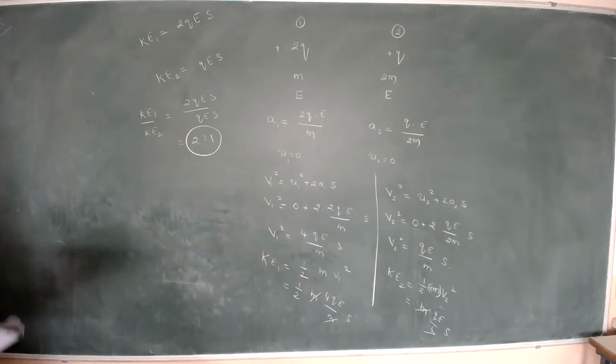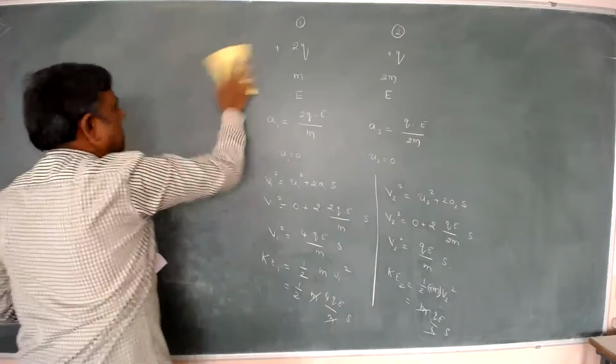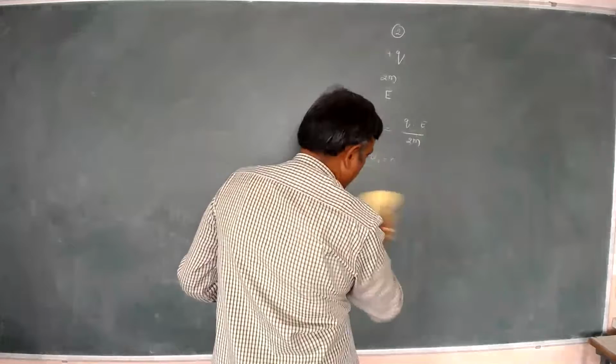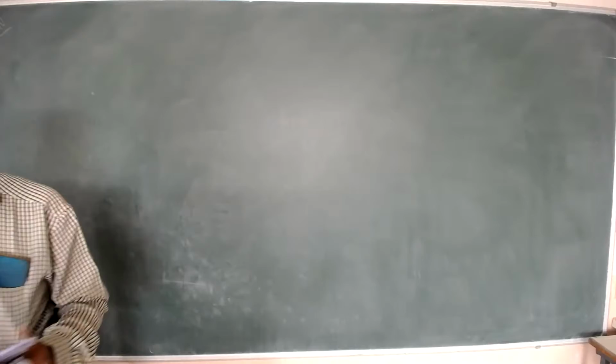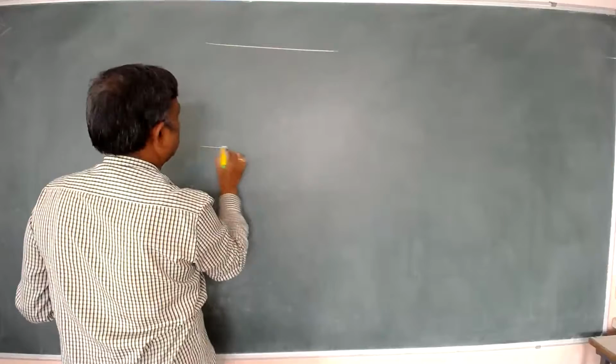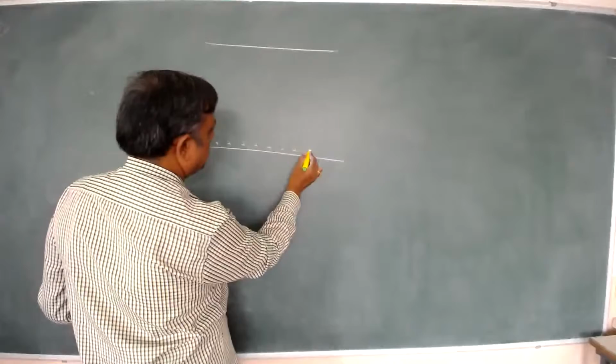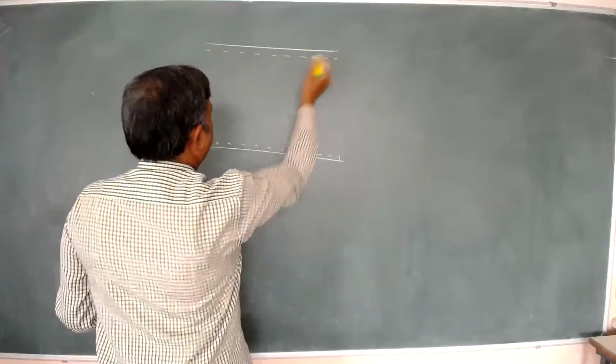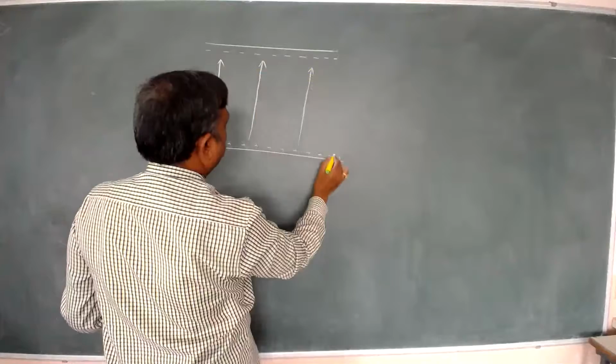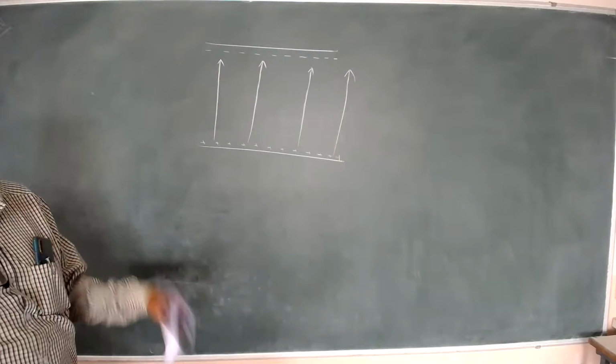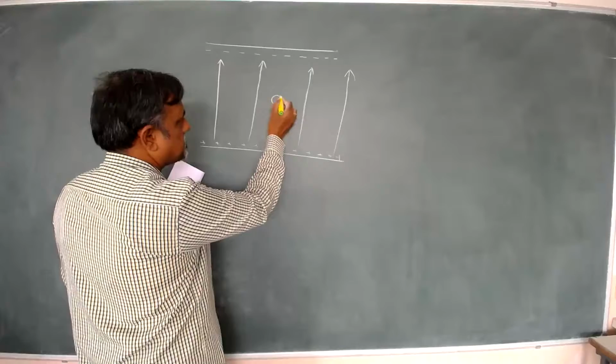Can I erase this? See, this is part of Millikan's oil drop experiment. In Millikan's oil drop experiment, what do you notice? There are two metallic plates like this. This is the positive plate and this is the negative plate. The electric field is from the positive plate to the negative plate, which is vertically up. Now, there is an oil drop present over here. Let the mass of this oil drop be M.